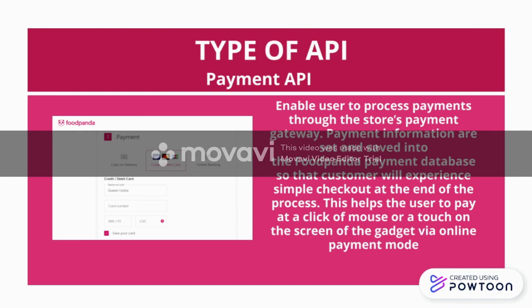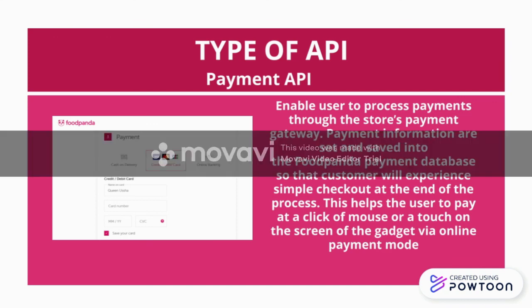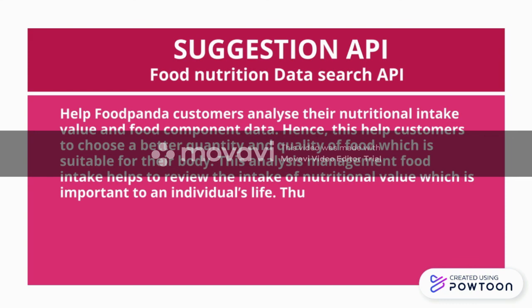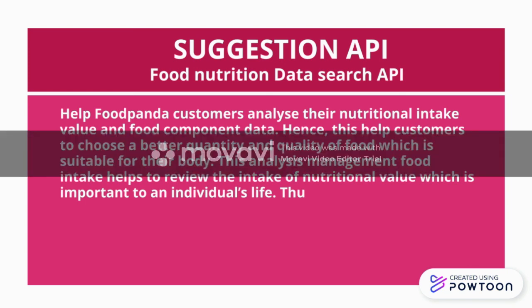Payment API, which enables customers to process payment through the source payment gateway. Payment information is all set and saved into the Foodpanda payment database so that customers will experience a simple checkout at the end of the process. A suggestion for API is Food Nutrition Data Search API. It helps Foodpanda customers to analyze their nutritional intake, value, and food component data that helps customers to choose a better quantity and quality of food which is suitable for their body.